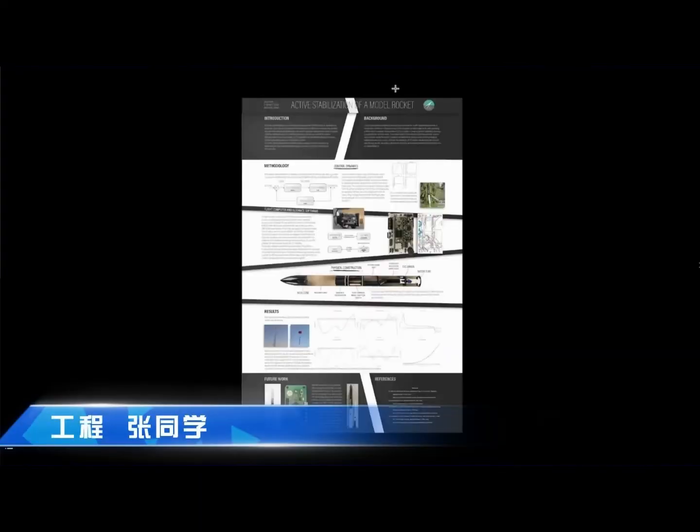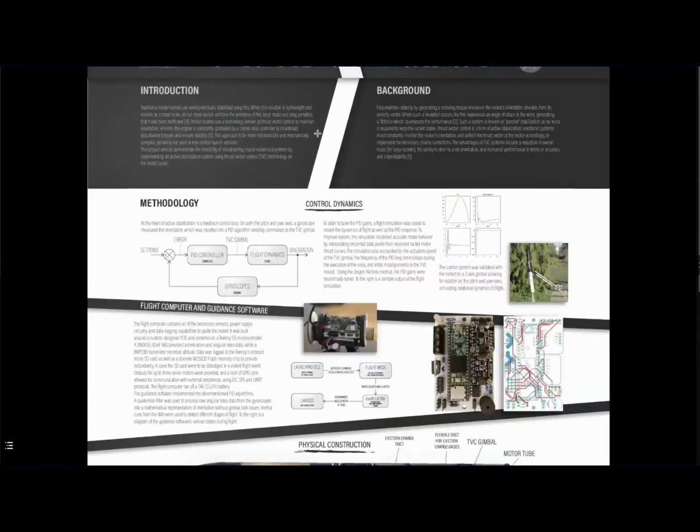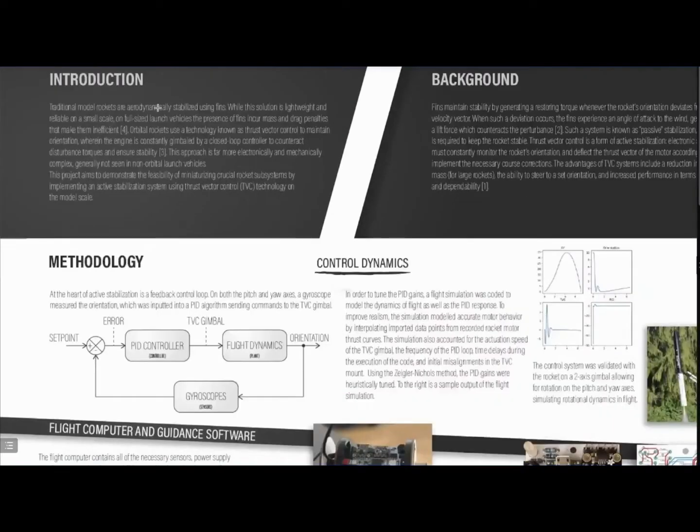Hello, my name is Kwan, and this is my project, the active stabilization of a model rocket. I chose this project because I've always been interested in the aerospace industry and the engineering behind space exploration. And of course, model rocketry has been one of my hands-down favorite hobbies.